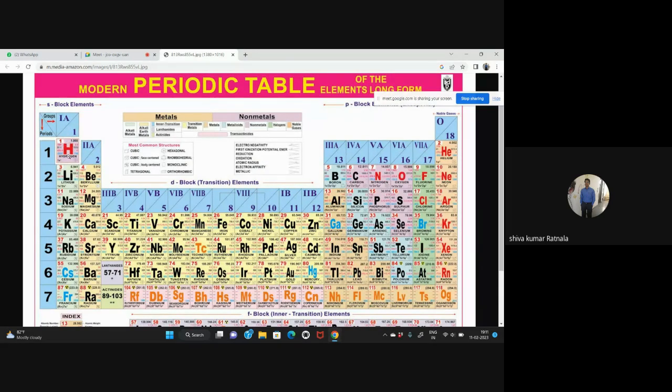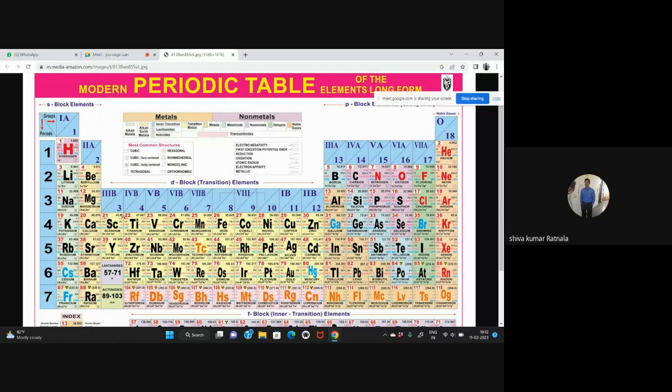These are the first group elements: hydrogen, lithium, sodium, potassium, rubidium, cesium, and francium. This is the first group or 1A group, the alkali metals. And this is the second group, or 2A group: beryllium, magnesium, calcium, strontium, barium, radium. These two groups together we say are S block elements. Right?